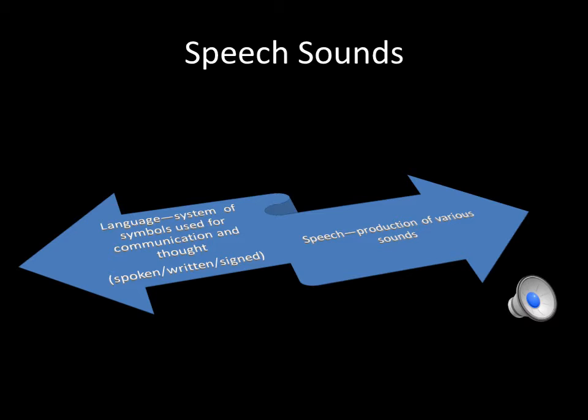ASHA, the American Speech-Language-Hearing Association, defines language as a system of symbols that can be spoken, written, or signed, and it's used for communication and thought. Speech is defined as a production of various sounds.